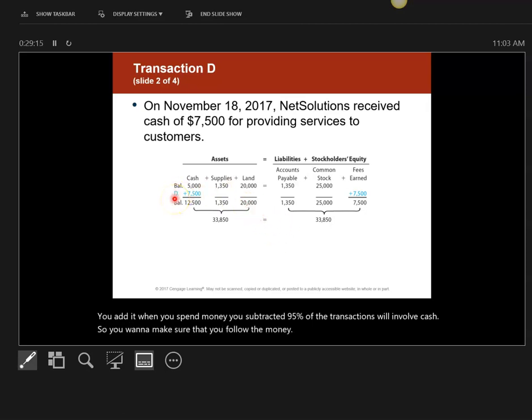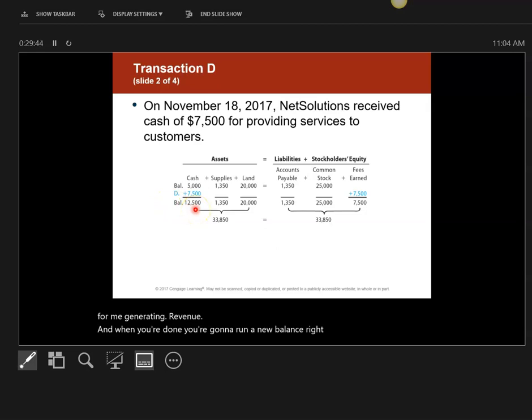So here's D transactions. Here's my balance from above. I add 7,500. I might have said 75,000, but I add 7,500 here, and I go over to this side, and under the revenue at the top of the paper, you're going to call it fees earned. Fees earned is the account name for me generating revenue. And when you're done, you're going to run a new balance right below.